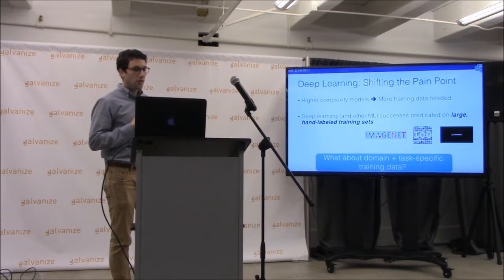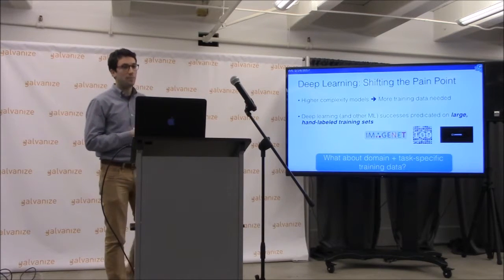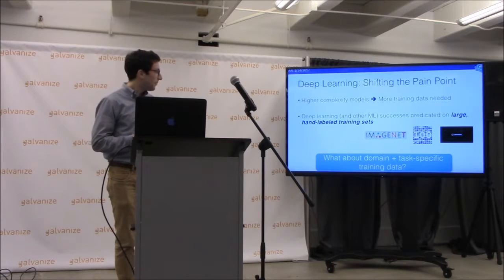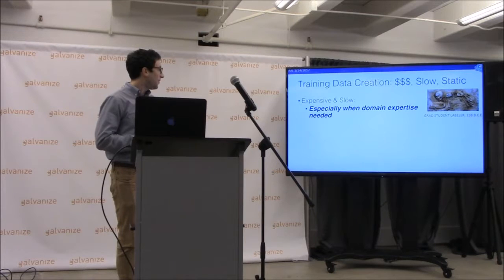So this problem only gets worse when we have a special domain like a medical or a biological domain, and when we have some task-specific training data labels that we need. And so again, just to emphasize, this is incredibly expensive and slow when you actually come head to head with it in practice. Especially on some of the problems that we see.